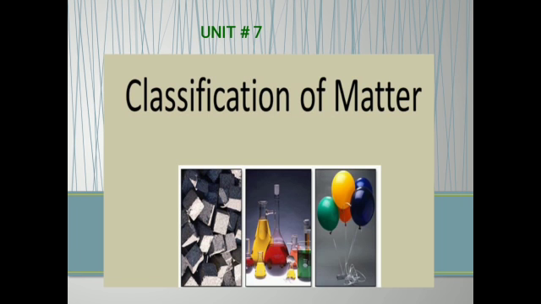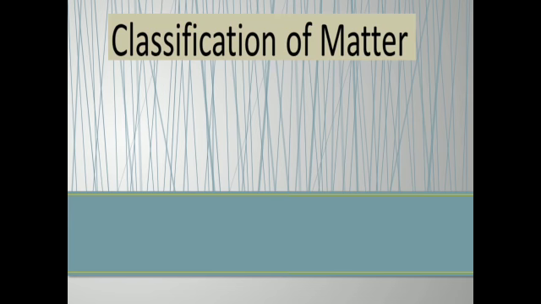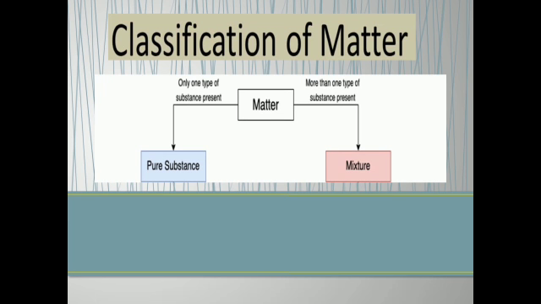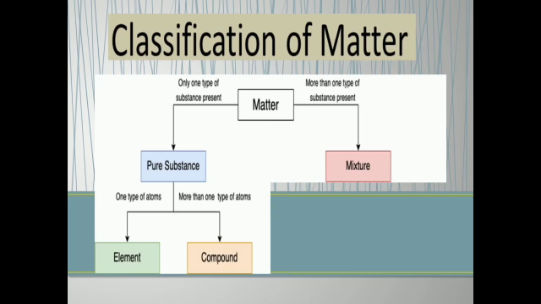Now the next unit is unit number 7, classification of matter. As you know about the matter, everything is matter, because everything takes up space and has mass. Right? Now the classification of matter. Matter is divided into 2 major groups: pure substance and the mixture. Pure substance means only one type of substance present, and mixture means that more than one type of substance present.